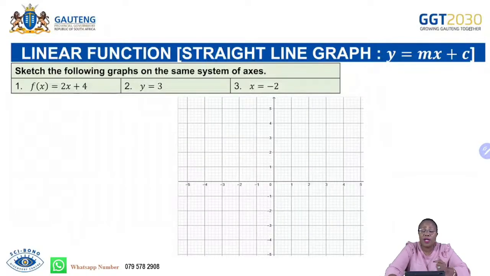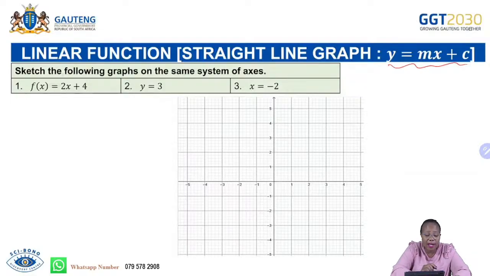So grade 12, now we are looking at the linear function, which is your straight line graph, with the original y equal to mx plus c. And here we are sketching the following graphs on the same system of axes. We have our first graph, which is 2x plus 4. Okay, then you look at the y-intercept.